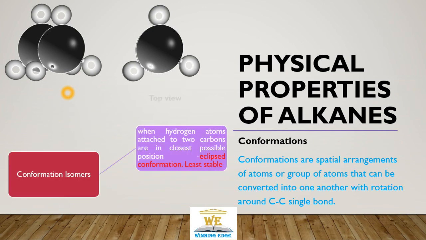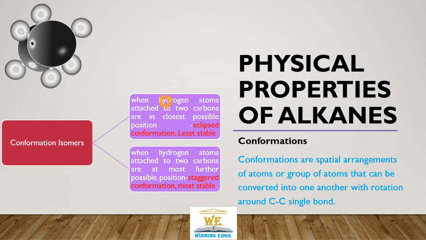Eclipsed conformation happens, taking here the case of ethane, when in the ethane molecule the two hydrogen atoms attached to the two carbon atoms are directly over each other. You see here, we rotate it, it comes directly over each other in top view, and this state is the most unstable or least stable state. The other conformation possible is the staggered conformation, which means the hydrogen atoms attached to the two carbon atoms are at the furthest possible position.